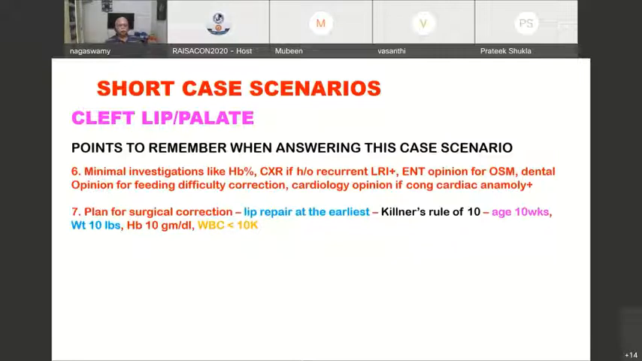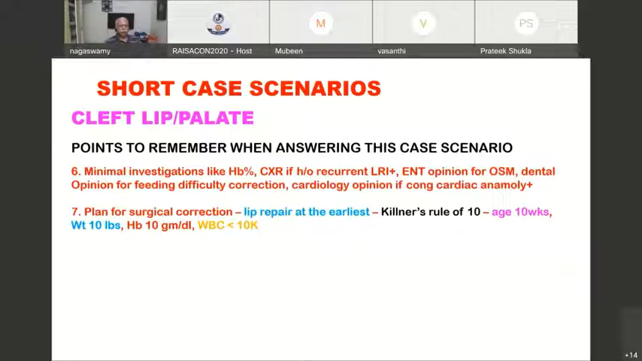So the lip is always repaired at the earliest, and for that they can ask you about the rule of 10, which is they should be operated by the age of 10 weeks, which is 2.5 months, and the weight of the baby at that time should be 10 pounds, not kilos, because if the baby was 3 kilos at birth, it means it is about 6.6 pounds.